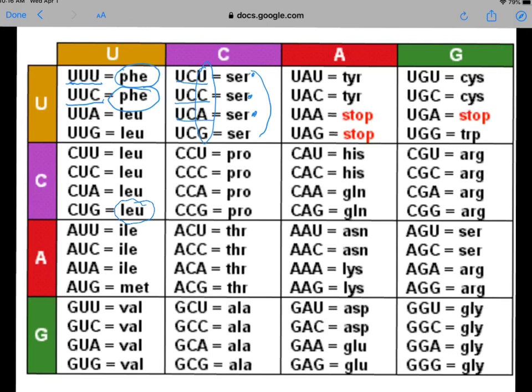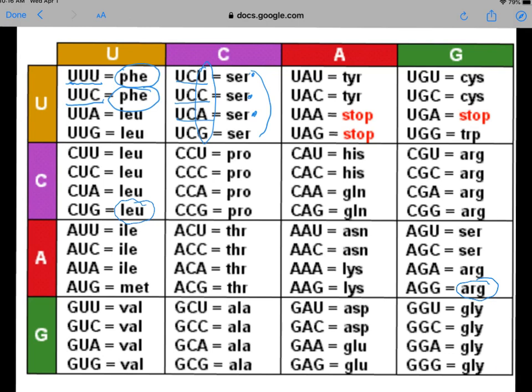Let's try one more. How about AGG? Two, one. Arginine. AGG codes for arginine.